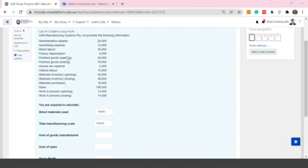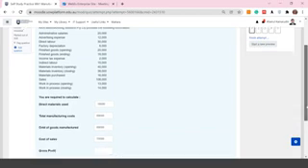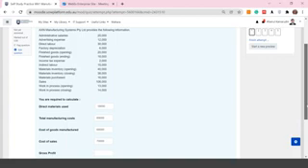This one is 68,000 COGM. Your cost of sale is 70,000. And then your gross profit is sales minus cost of sales, that will be 38,000.